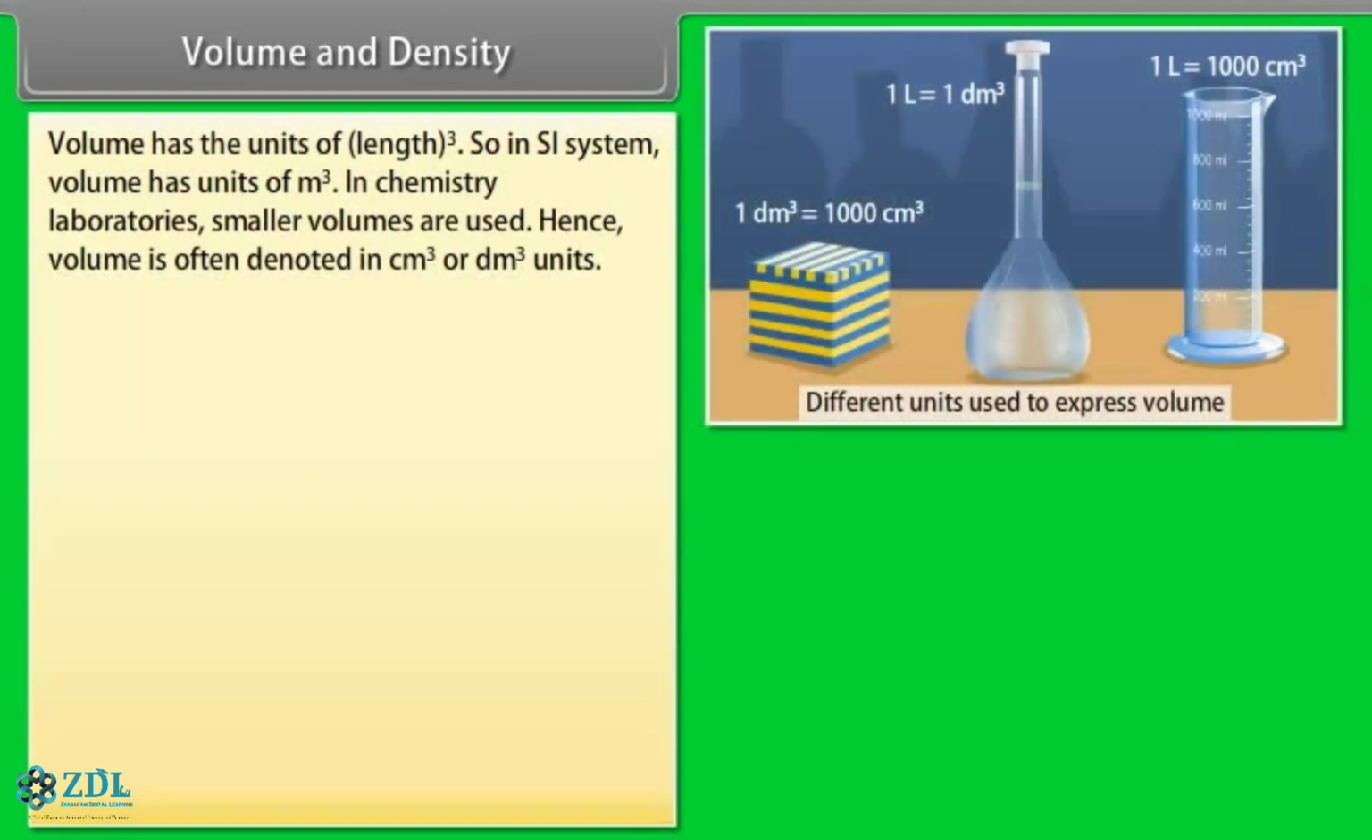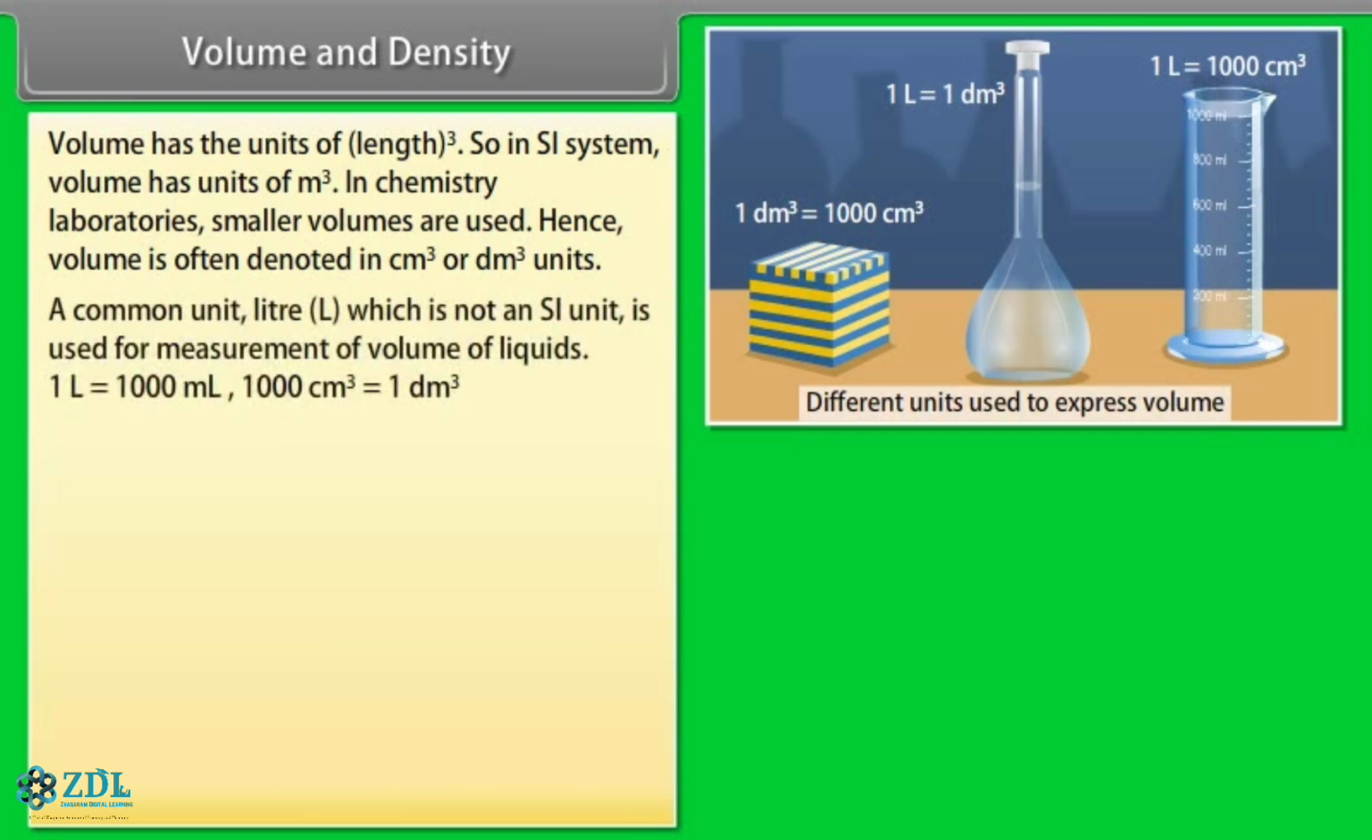Volume and density. Volume has the units of length raised to the power 3. So, in the SI system, volume has units of meter cube. In chemistry laboratories, smaller volumes are used. Hence, volume is often denoted in centimeter cube or decimeter cube units. A common unit, liter, L, which is not an SI unit, is used for measurement of volume of liquids.